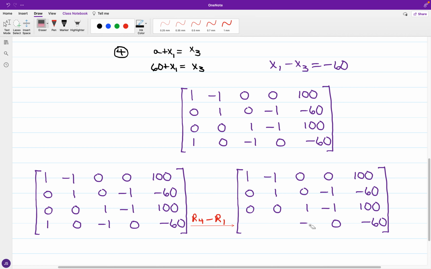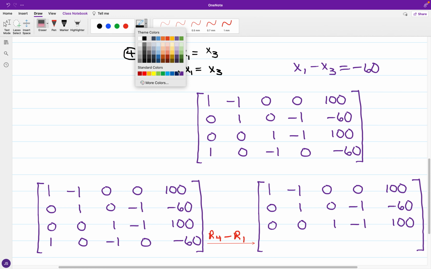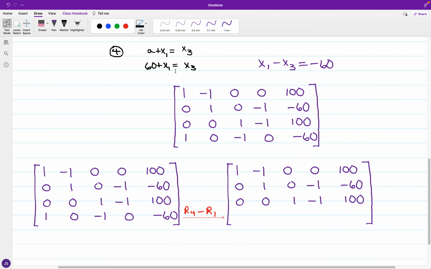Again, the last row is going to be adjusted. Looking at what we have here, 1 minus 1 is 0, and 0 minus negative 1 is going to be 1. Negative 1 minus 0 is negative 1, and 0 minus 0 is 0. And negative 60 minus 100 is negative 160.